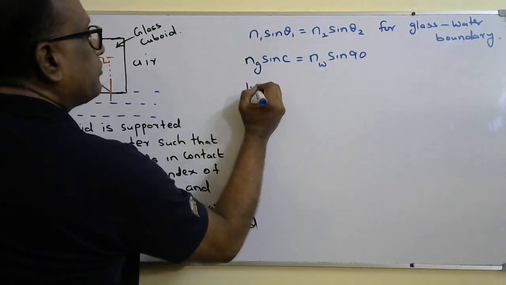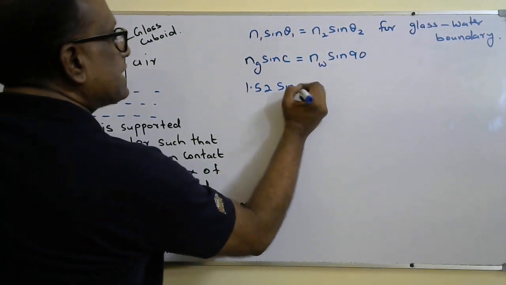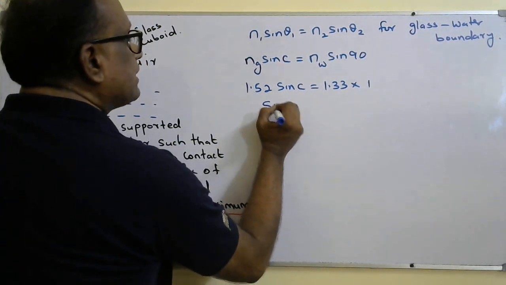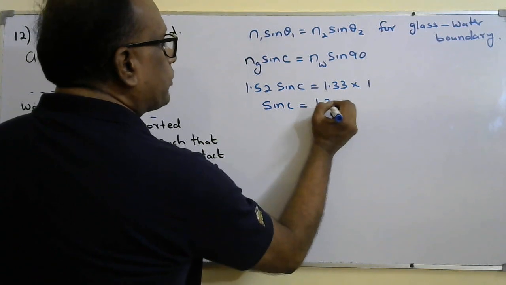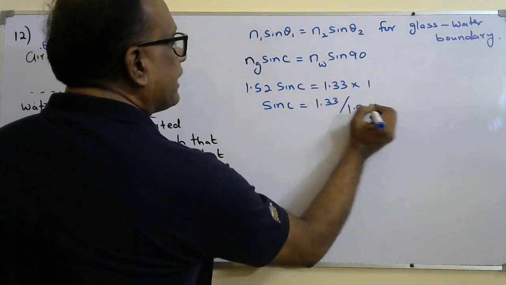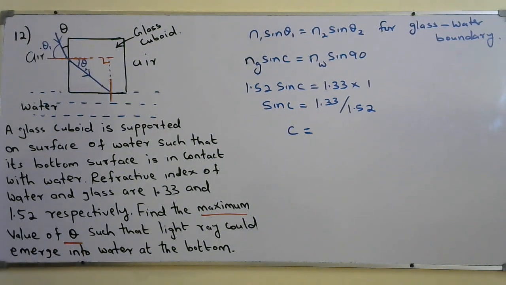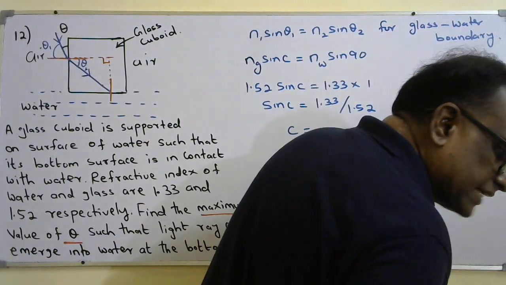So 1.52 sine C equals 1.33 into sine 90. I'll find sine C equal to 1.33 over 1.52. So we'll find the critical angle for the glass-water boundary. That will be equal to 61 degrees.